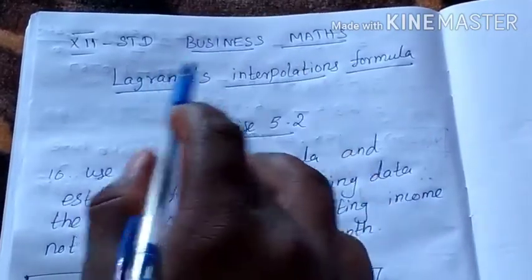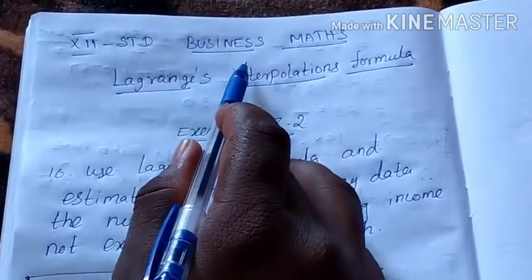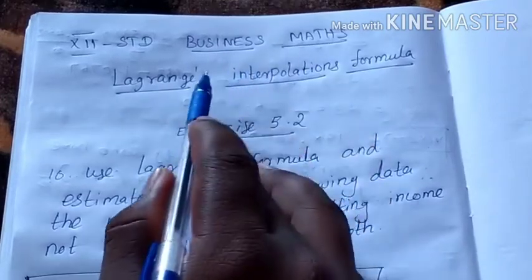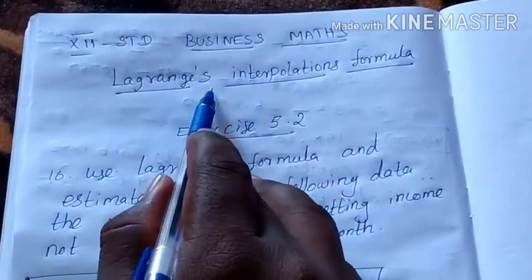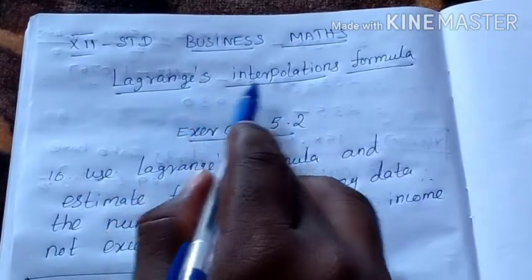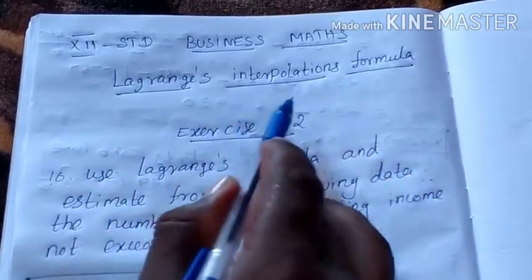In the last class we discussed Newton's forward and backward interpolation formula. In this class we are going to see about Lagrange's interpolation formula, which is also already discussed.